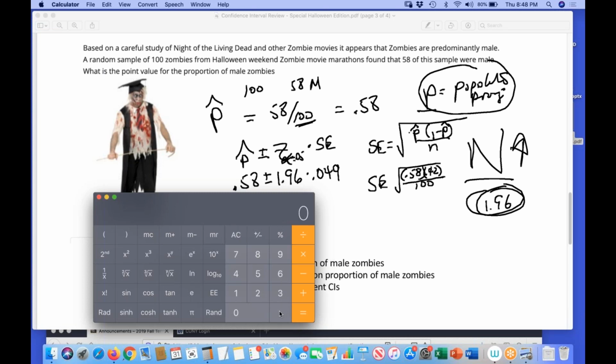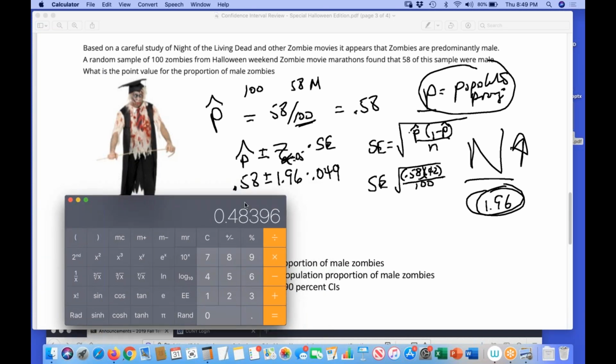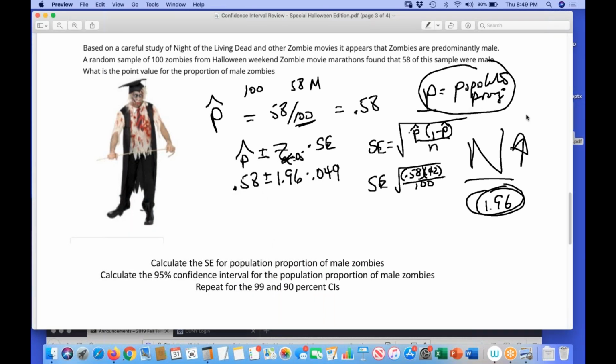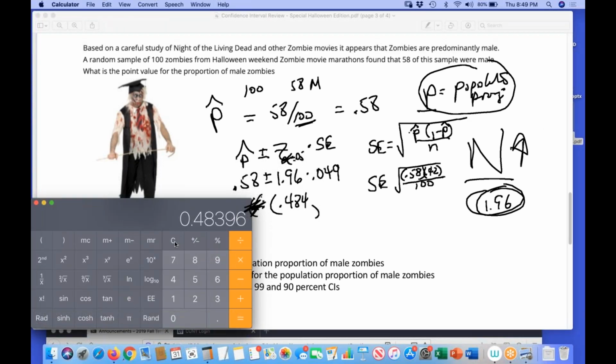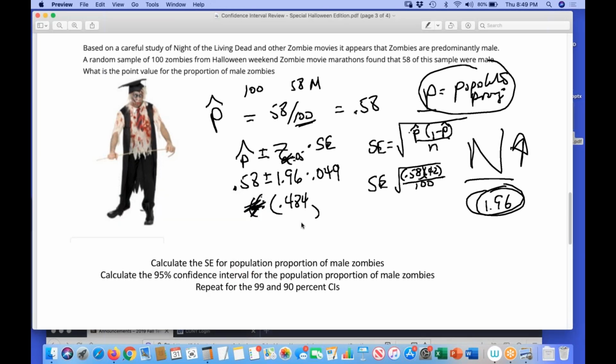So my 95% confidence interval is 0.58 minus our margin of error, which is 0.484, comma, and the upper limit is going to be 0.58 plus our margin of error, which is 0.676.